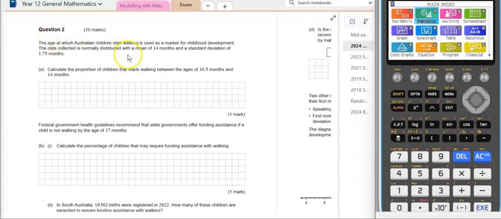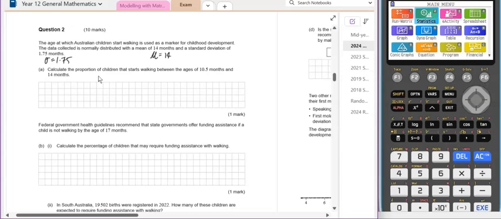The age at which Australian children start walking is used as a marker for childhood development. The data collected is normally distributed with a mean of 14 months and a standard deviation of 1.75 months. Question A says to calculate the proportion of children that start walking between the ages of 10.5 months and 14 months. Now notice that 14 is the same as the mean, and you'll probably notice that 10.5 is exactly 2 standard deviation steps below the mean.